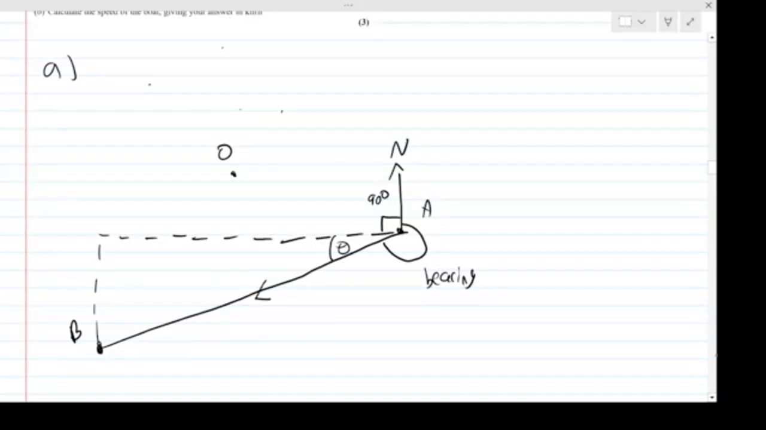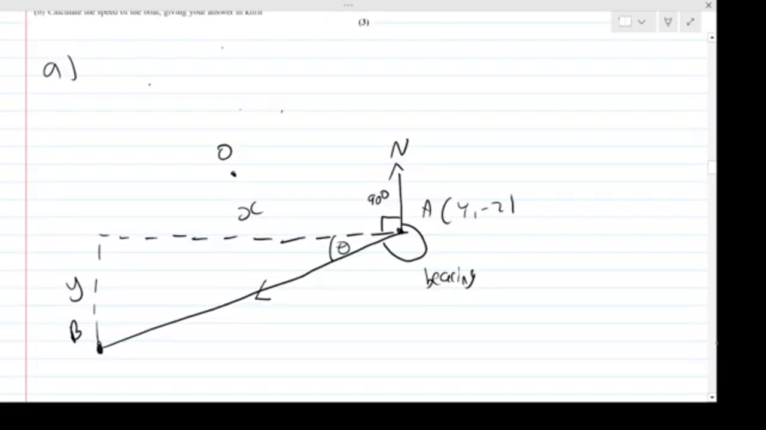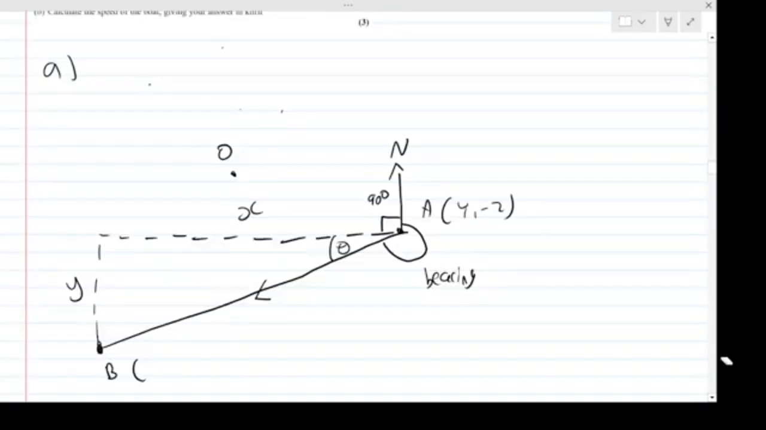I've got this triangle, so this is going to be the change in X and change in Y. Well, the point A is 4, minus 2, and point B, over here, is the point minus 3, minus 5. So I can easily do the change in X, how far along I'm going, sort of like the width. I'm starting at 4 and then I'm at minus 3 for X. So overall I moved 7 horizontally to the left. From 4 to minus 3 is 7 that way.